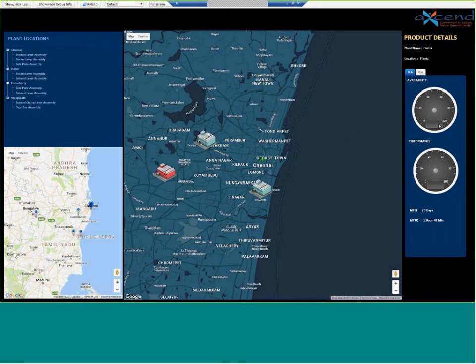So this will give you very high level KPIs of availability and performance. Right now I see that one of the plants has a problem here. When I click on it, I get the parameters shown on the right hand side. I see that there is a drop in the availability of the plant, and that's the reason there has been an alert on this plant.